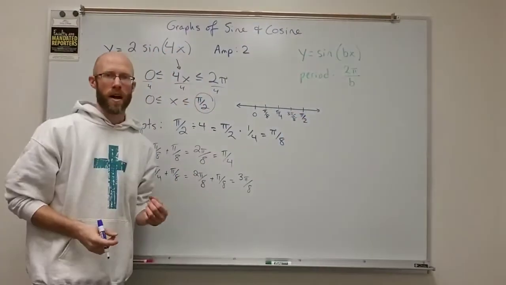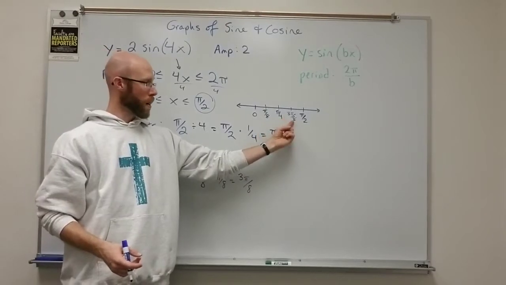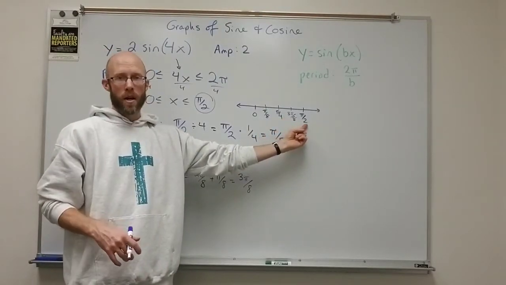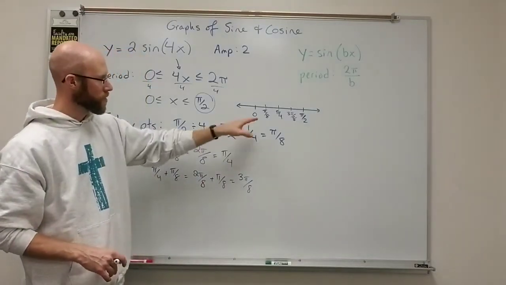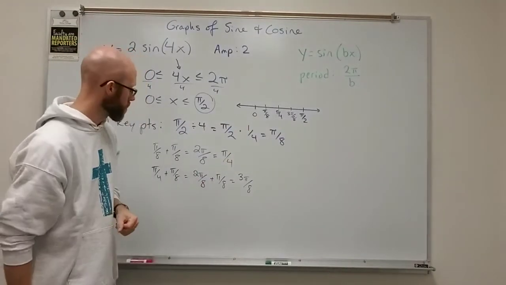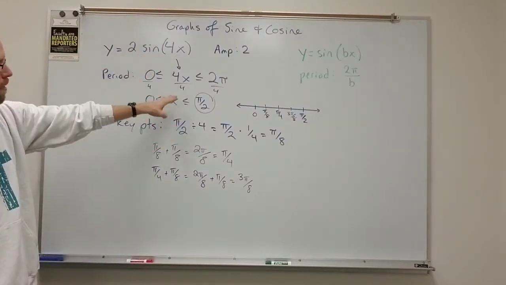Again, we're just adding fractions. This is 1 pi over 8, 2 pi over 8 reduces, 3 pi over 8, and then 4 pi over 8, which reduces to a half, okay? And so that gives us our 5 key points. Now that I have those 5 key points, I have my amplitude, I have my period.